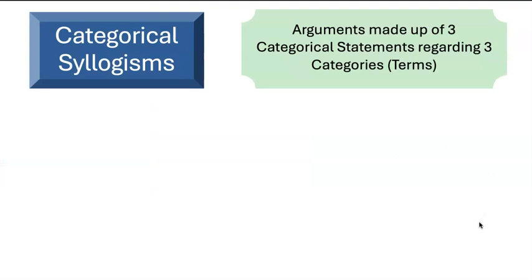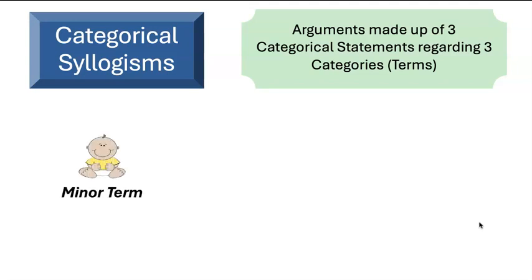Alright, so syllogisms now. We're taking it a step further. Categorical syllogisms are arguments made up of three categorical statements regarding three categories or terms. So a syllogism is generally a three-step argument, a three-statement argument. A categorical syllogism is a syllogism with three categorical statements.